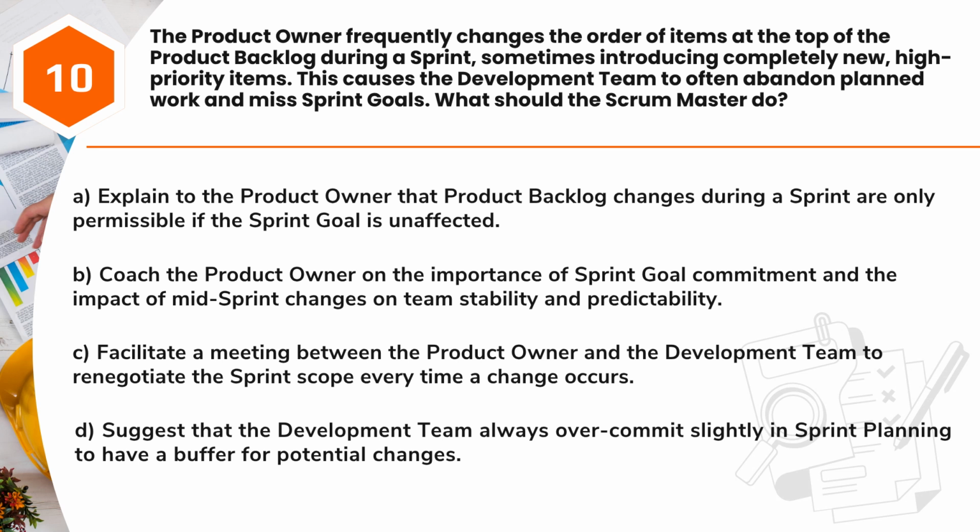A. Explain to the product owner that product backlog changes during a sprint are only permissible if the sprint goal is unaffected. B. Coach the product owner on the importance of sprint goal commitment and the impact of mid-sprint changes on team stability and predictability. C. Facilitate a meeting between the product owner and the development team to renegotiate the sprint scope every time a change occurs. D. Suggest that the development team always overcommit slightly in sprint planning to have a buffer for potential changes.